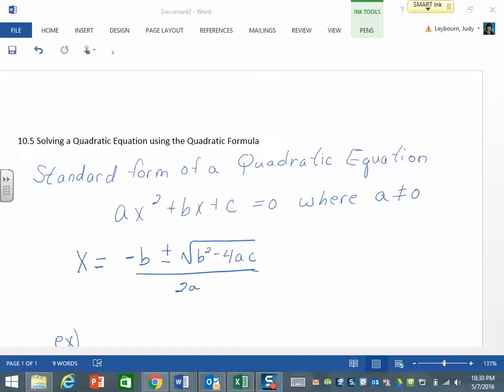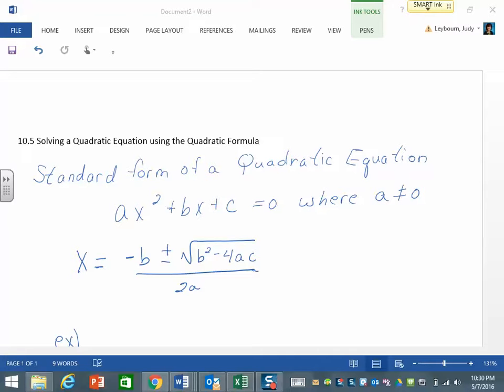There are other times when we will want to use a formula because we may not be able to factor the equation. There will be values for a, b, and c, and when we try to graph our equation, it's either difficult to read the x-intercepts, or it's just difficult because of the values for a, b, and c to graph the equation. And so the formula comes in very handy.